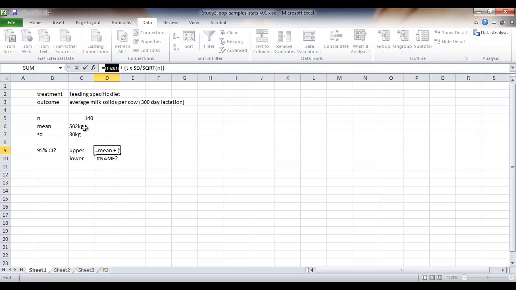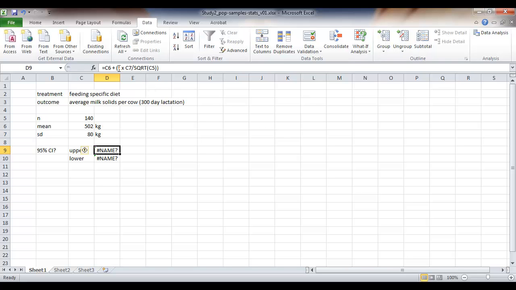So the mean is 502. The standard deviation is 80. And for the square root of the number of animals, the number is 140. SQRT is the Excel function to find the square root. And if we press enter, of course that's still not going to like it. Number one, because we've got our units in our cells here, and Excel wants to see this as a numerical value if it's going to put it into the formula. So we'll get rid of those.